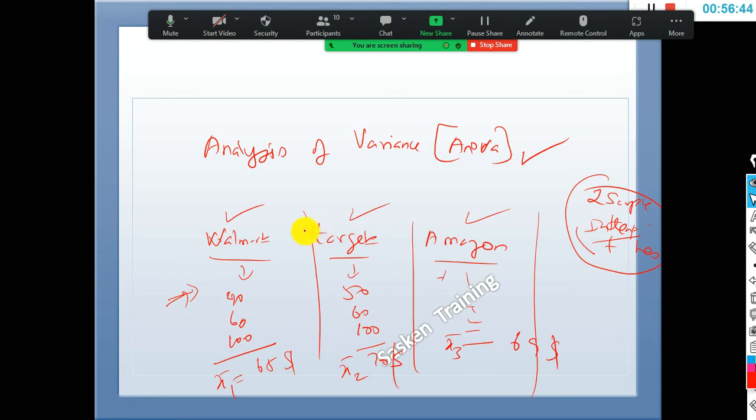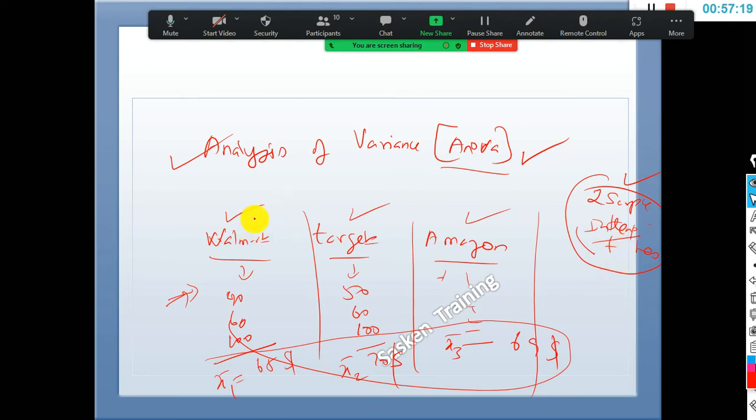If you want to find out whether the means in all these three groups are the same, or if you want to compare whether the means of more than two groups are the same or not, then you cannot use the two independent sample t-test. I will tell you why. Instead, you need to use analysis of variance. If you want to compare the means across multiple groups, you need to use the Anova test. You cannot use the two independent sample t-test.